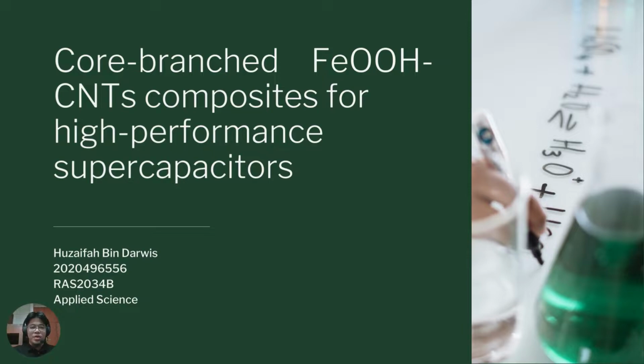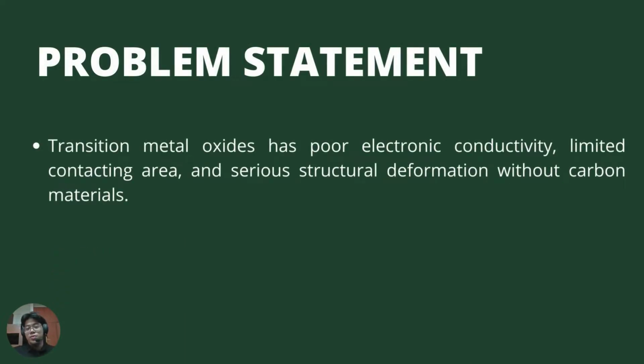So the first journal that I chose for this video assignment is core branch ferric hydroxide oxide carbon nanotubes composites for high performance supercapacitors. So let us take a look at the problem statement. The transition metal oxide has poor electronic conductivity, limited contacting area, and serious structural deformation without carbon materials.